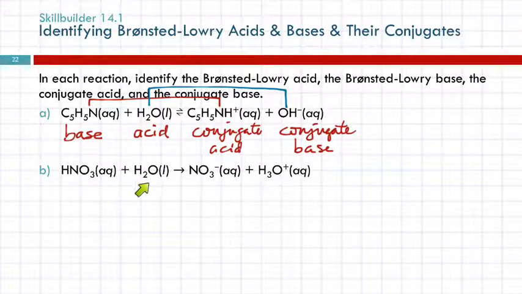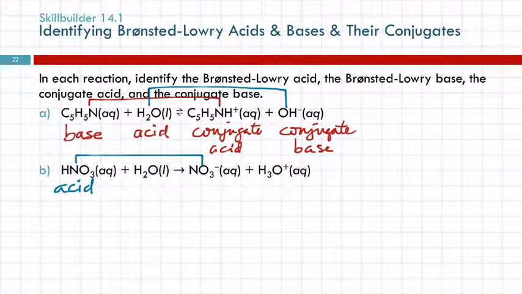So let's look at this one. Again, looking at these two reactants, we need to identify which one's the acid and which one's the base. Well, look what happens to them. HNO3 becomes NO3 minus. Did it lose a hydrogen or gain a hydrogen? It lost a hydrogen. So it was handing off its hydrogen ion, its proton, to somebody else. That's the acid. That's what acids do. So if this is the acid, this is the conjugate base.